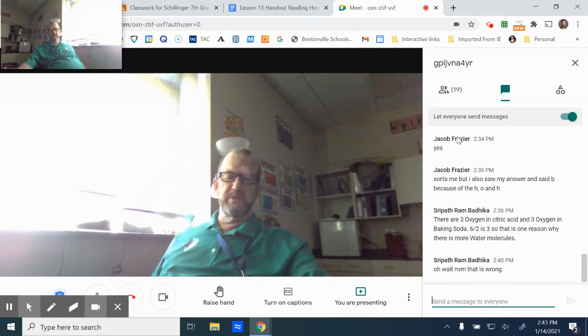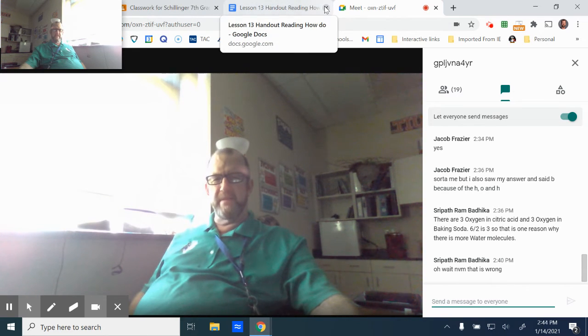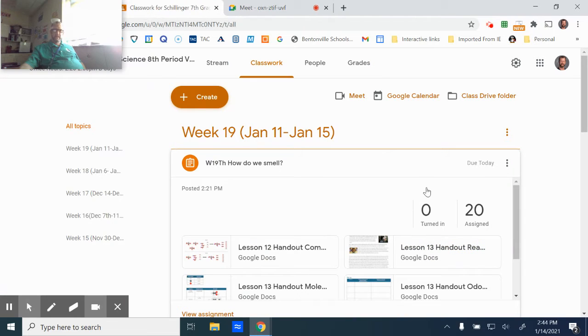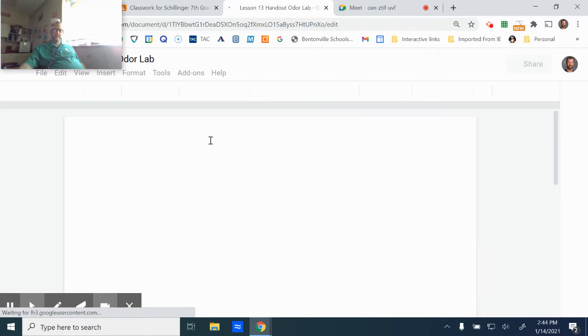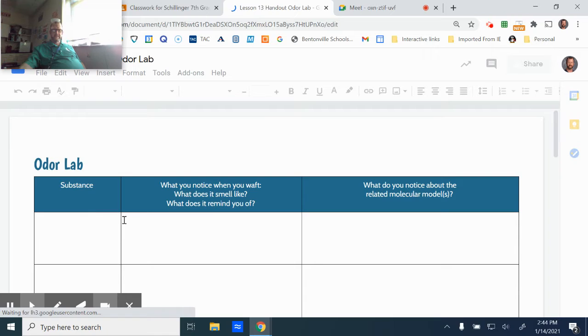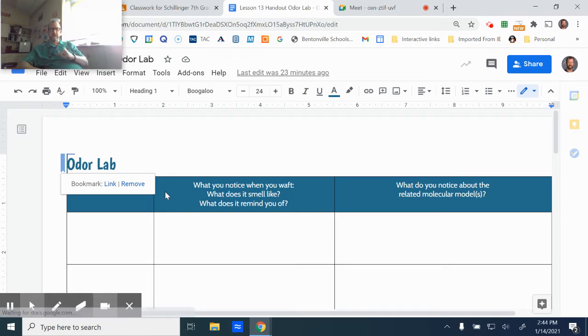Okay, so what we have now is a document. It says handout odor lab. If I go ahead and open up the odor lab document, there are 3 columns. Substance is the first column. What you notice when you waft, and that's the method of bringing a smell to your nose, not your nose to a smell. What does it smell like, and what does it remind you of?